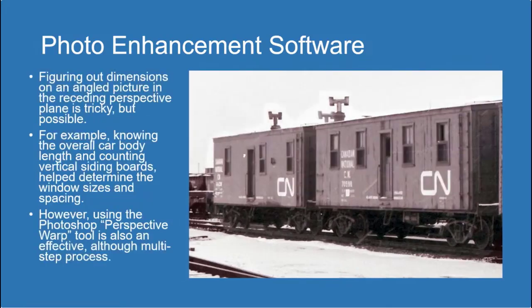So figuring out dimensions in an angled picture in the receding perspective plane is tricky, but it's possible. For example, knowing the overall car body length and counting the vertical siding boards, in this case, helped me determine the window sizes and spacing. However, using the Photoshop Perspective Warp tool is also an effective, although multi-step process.